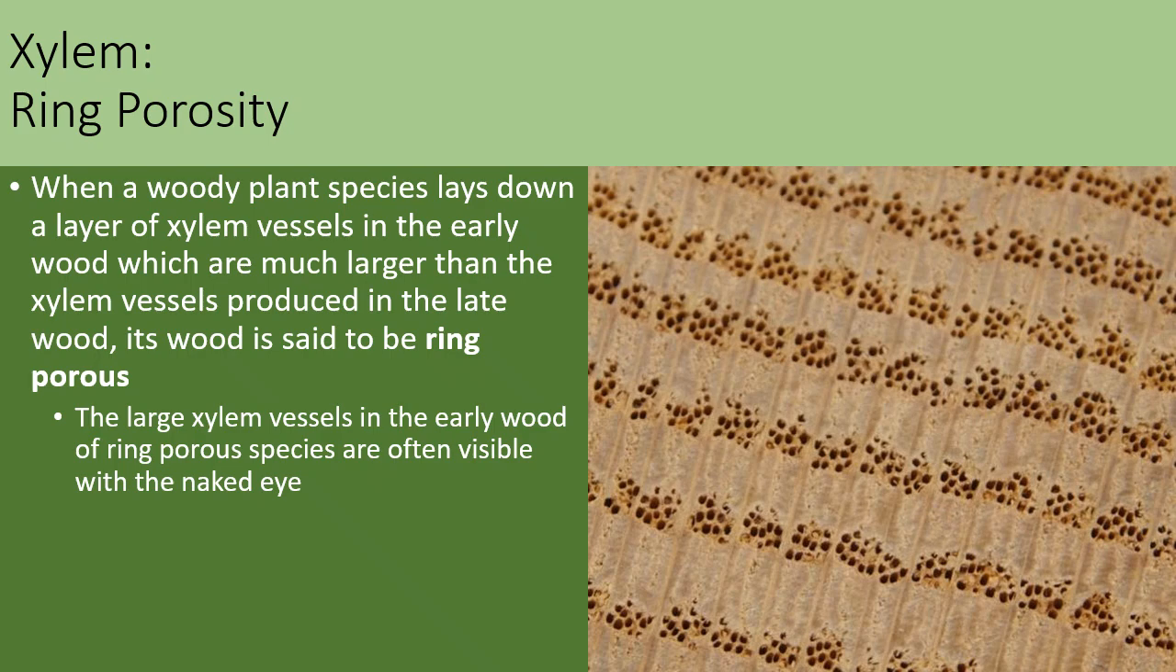So basically, ring porosity is more common in the temperate zone where trees need to be able to grow really fast early in the spring, when there's a lot of water, and then in the summer when it's hot and drier, conserve water.